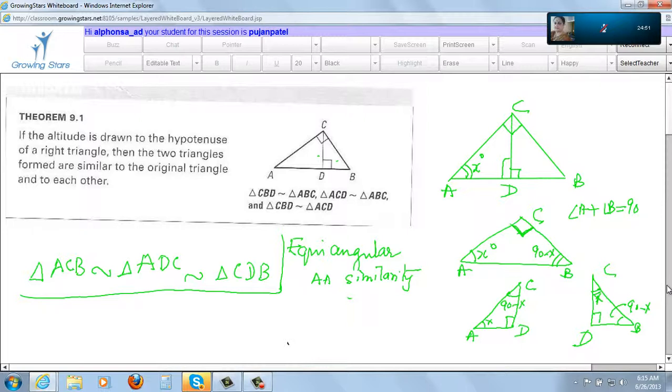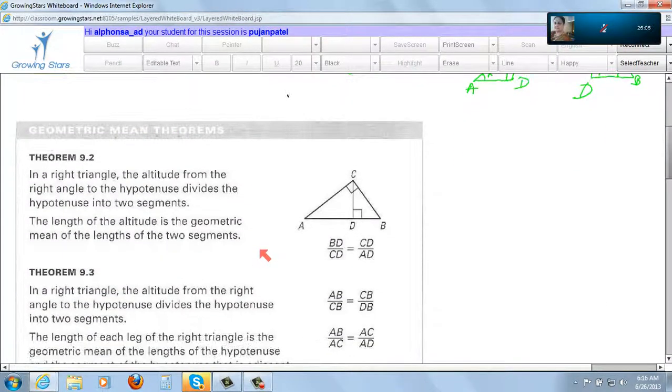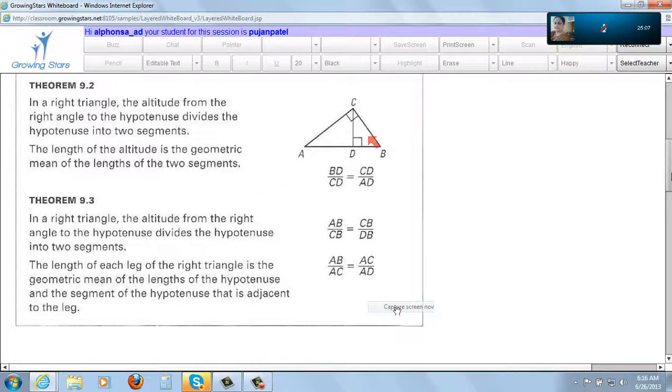So scrolling down, we come to the next part. That is geometric mean theorems based on the same similarity. Because these triangles are similar, you can take 2 triangles at a time and write the similarity of the sides. If you write the proportional side ratios, you get very nice, easy ratios like BD over CD equals CD over AD. And you can write this from your statement also.